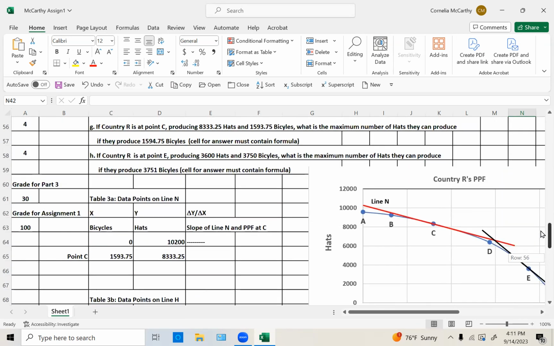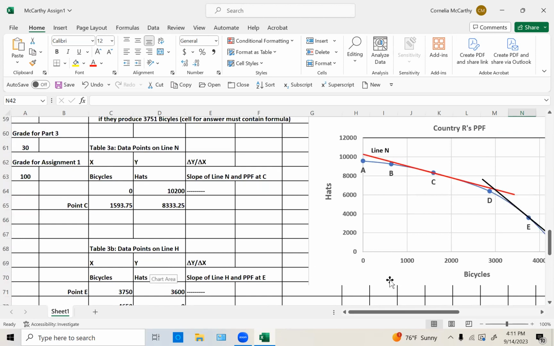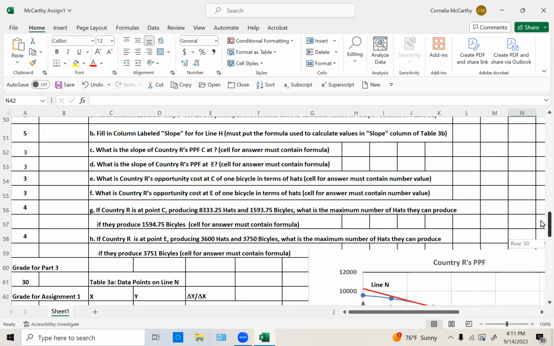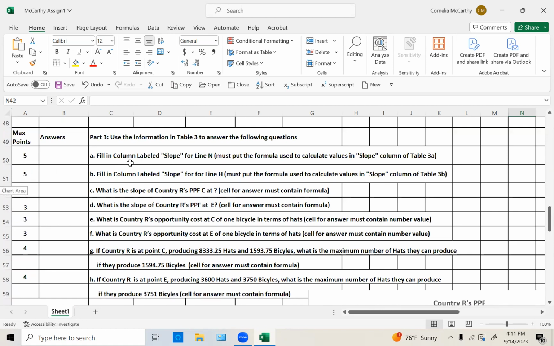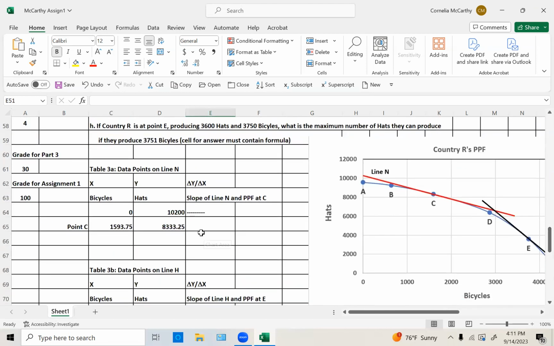So let's go back up. These are values for the line N, and these are values for 2 points on the line H. The first question says fill in the column label slope for line N and fill in labels for slope for line H. You definitely have to go down here to the table into the column labeled slope and type in a formula. So equals means it's going to be a formula. Change in Y over the change in X.